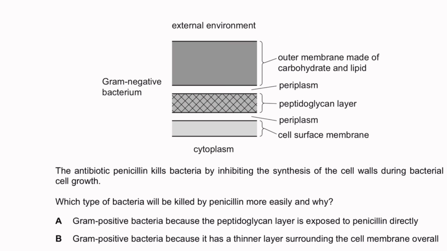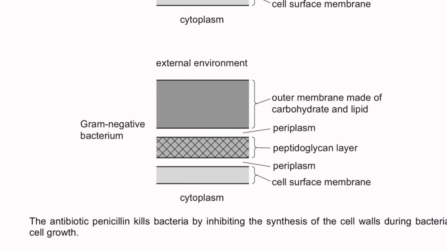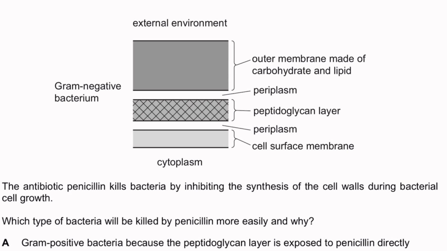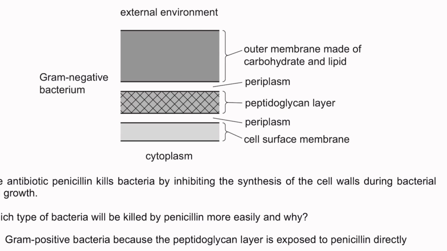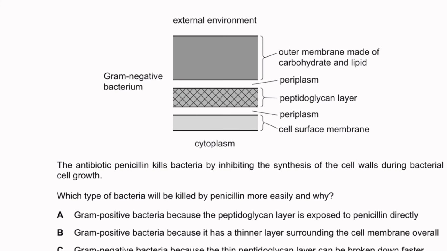Moving on, the cell wall of a gram-negative bacterium will contain an outer layer of carbohydrate and lipid, so not of peptidoglycan. Then the periplasm, which we mentioned was the watery fluid containing proteins. A peptidoglycan layer comes next, and then again more watery fluid containing proteins, and then the cell surface membrane. So it says here that the antibiotic penicillin kills bacteria by inhibiting the synthesis of cell walls during bacterial cell growth. Which type of bacteria will be killed by penicillin more easily, and why?